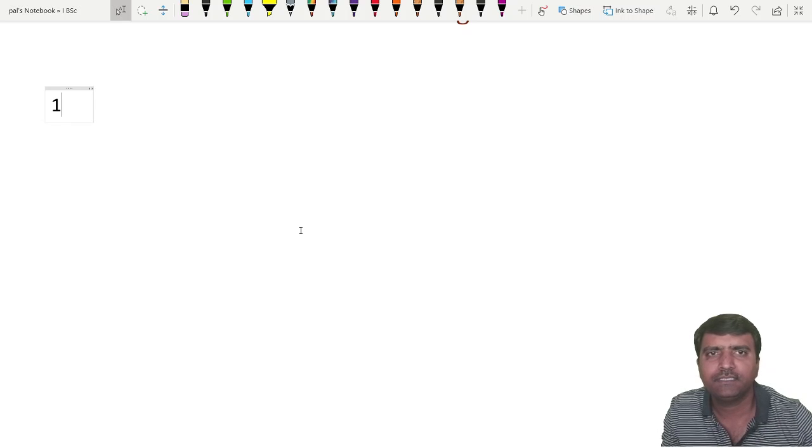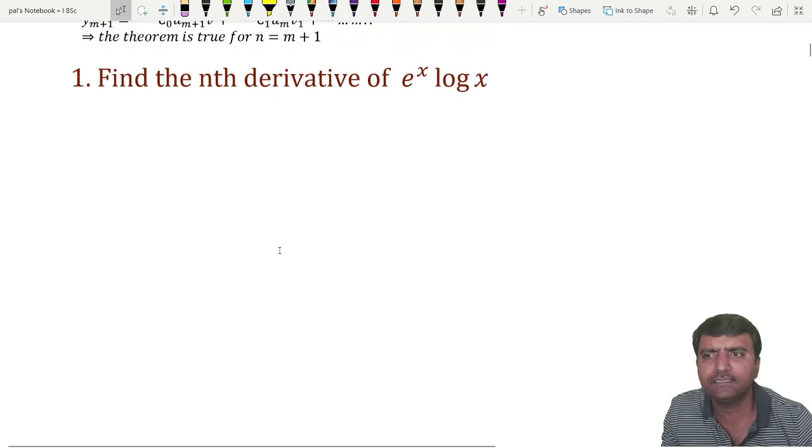Hi students, in the last session of successive differentiation, I discussed one problem: how to find the nth differentiation of a product. How do we find the nth differentiation of this type of problem, e to the power of x into log x? We know how to find the nth differentiation of e to the power of x into sin(ax plus b), or e to the power of ax into cos(bx plus c), but we don't know how to find the nth differentiation of e to the power of x into log x.